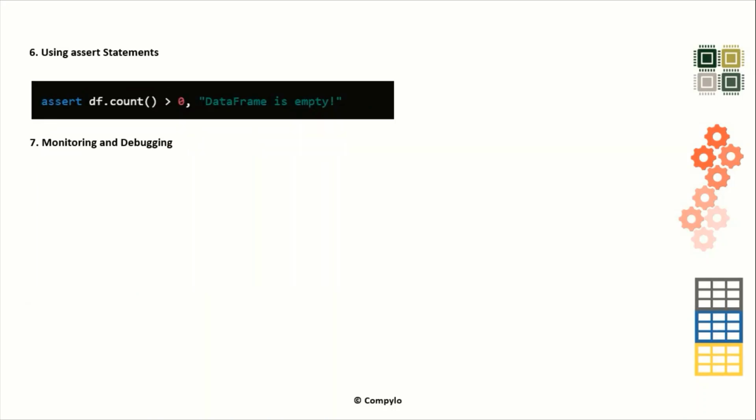Next point is using assert statements. In development or debugging, use assertions to ensure that your assumptions about the data are correct. So this one can be used during the development or debugging phase.